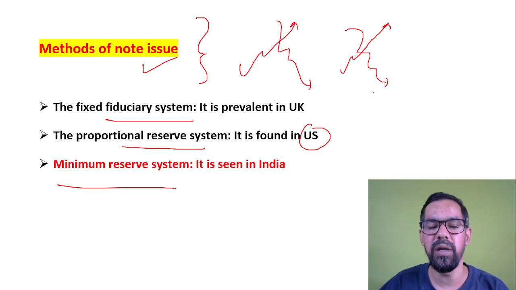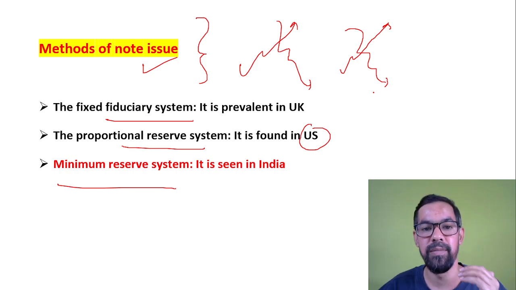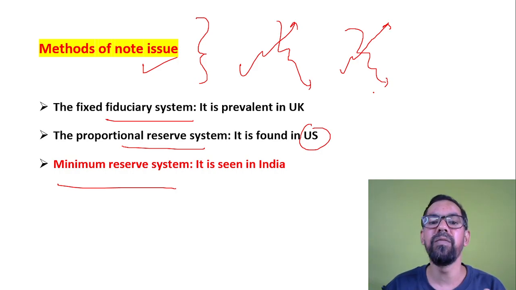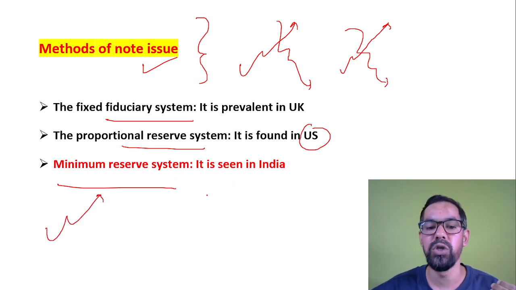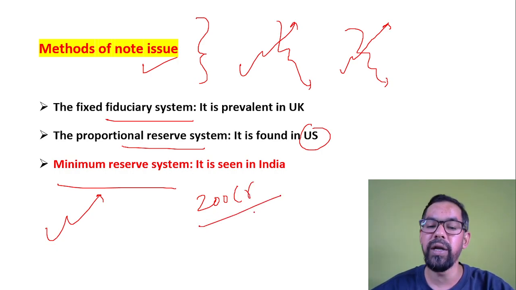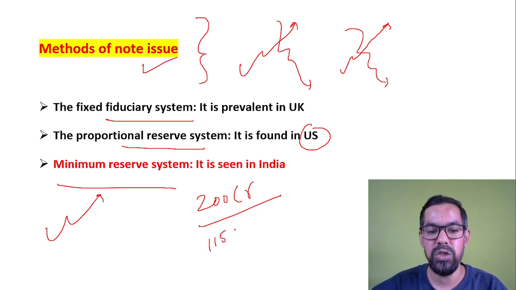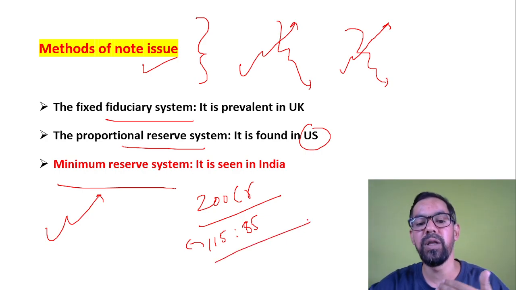In simple words, whenever any central bank issues new currency in the market, against this new issuance they generally maintain some reserve. To maintain that reserve we use different methods or ratios. In India we have a minimum reserve system. Let's say RBI issues 200 crore rupees of new currency notes. Against this 200 crore rupees they have to maintain some reserve. The ratio is 115 is to 85. We use this ratio for maintenance.